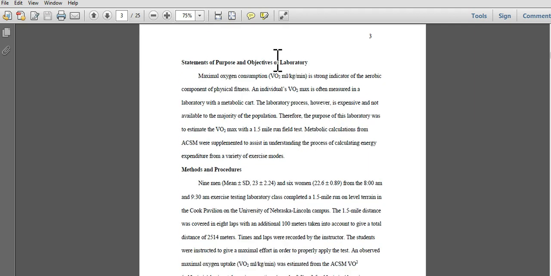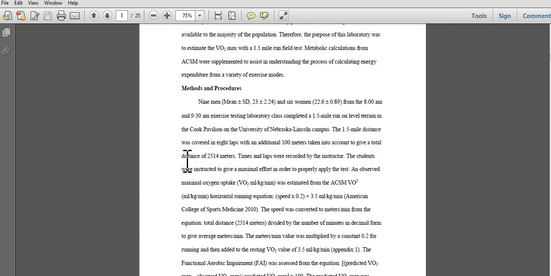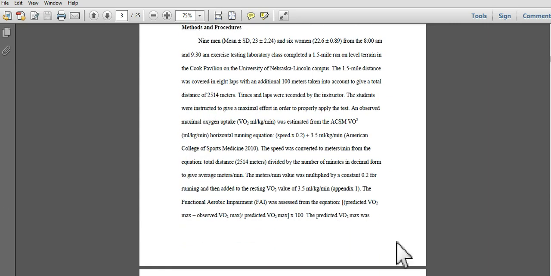On the sample lab report, there's a statement of purpose and objectives for the laboratory. Go ahead and don't do that. Okay. Methods and procedures. This, however, I do want you to do, but I want you to do it in your own words, okay?